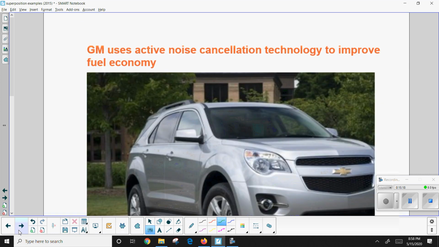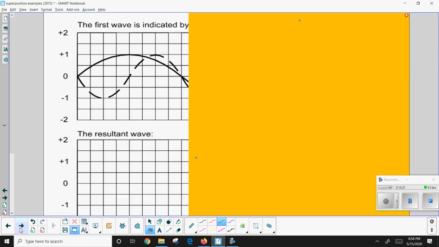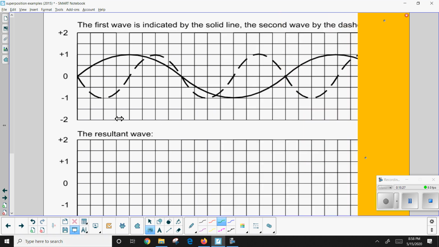Okay, we're just going to do one more example here, and that's this here. This is from your workbook. You have two waves, and they're not the same frequency. They're off a little bit. There's a little bit more complicated pattern here, but you still follow the exact same technique to determine the resultant wave. So what you do is you add up the results of the individual amplitudes. I'm going to add up the amplitudes of each wave, the solid and the dashed.